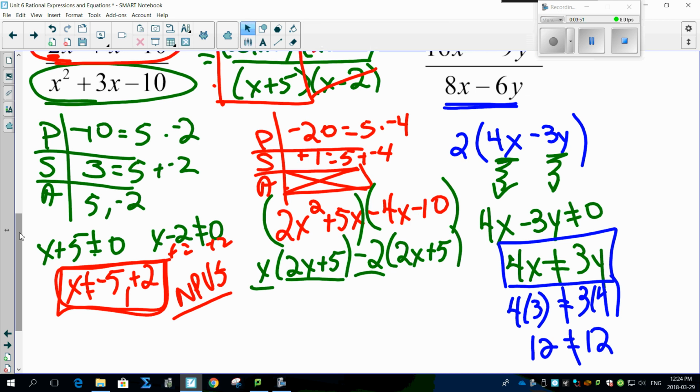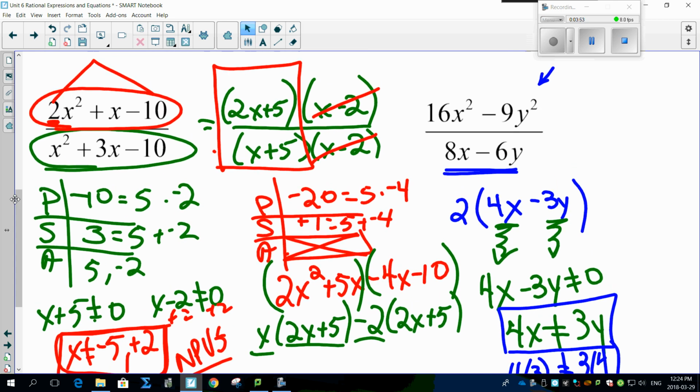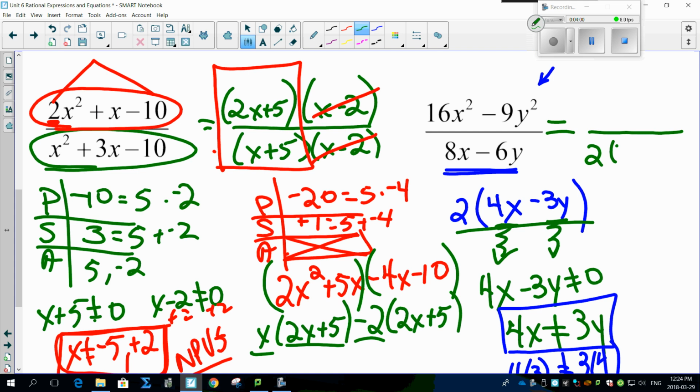Okay, so let's go back to the top here. Look, I've already factored this guy to this. So I'm just going to put it over 2, 4x minus 3y. Now, check this out. Check this out. This is, again, if you know what you're doing, it's actually really easy.